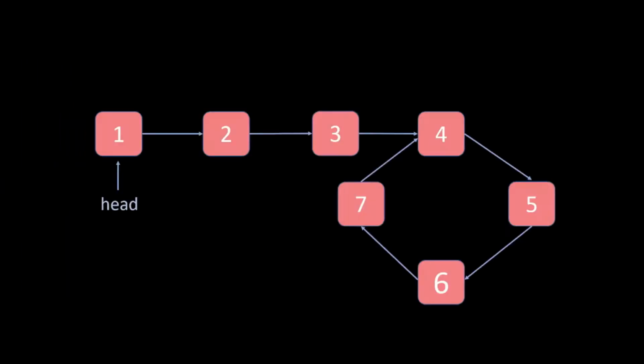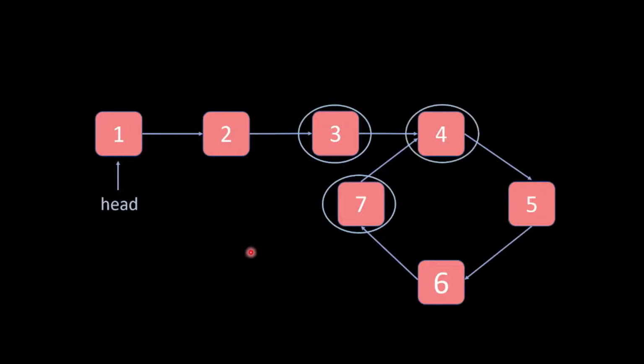In this video we are going to discuss a problem named cycle detection. So what you have to do in this problem: you are given a linked list and you have to detect whether a cycle is present in the linked list or not. So what is a cycle? If two nodes of a linked list are pointing to the same node, then a cycle is present in the linked list.